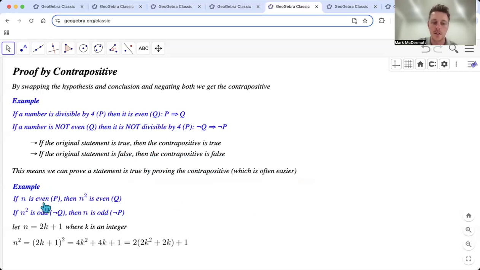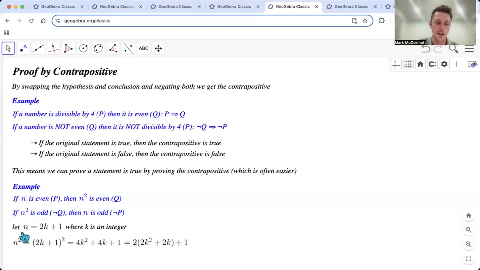If n is even, then n squared is even. All right, let's think of the contrapositive. We're going to swap them. So I'm going to say if n squared is odd, because we're negating it as well. It says that n squared is even, so we swap P and Q. We say n squared is odd now, which means not even, then n is odd, which is not P.